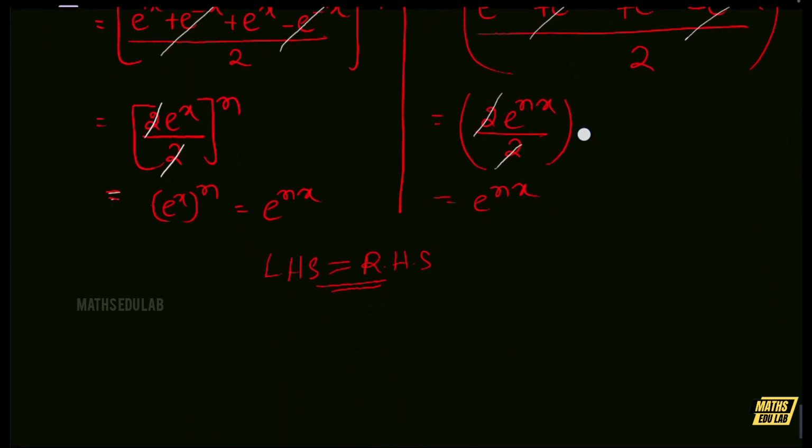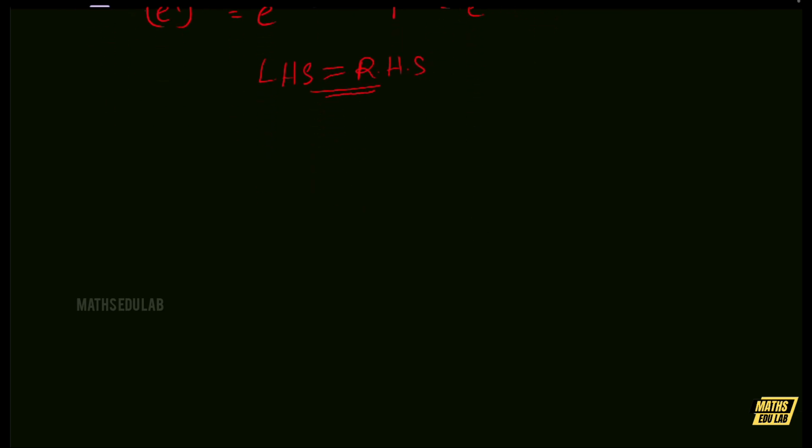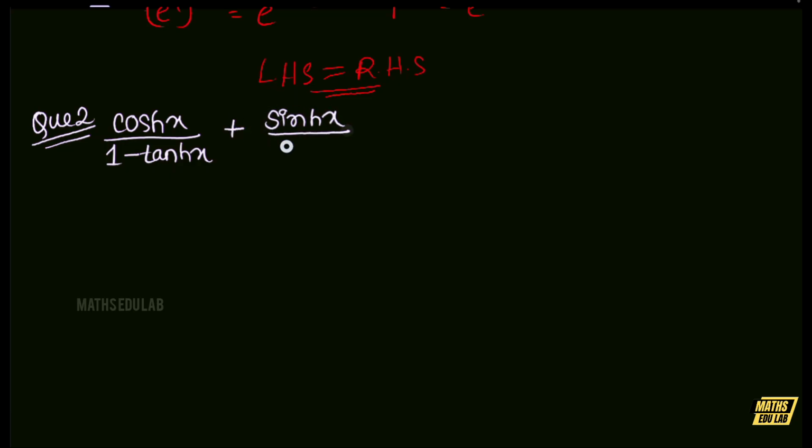Now we will go for the other question, the second question. It is given: cosh x/(1 - tanh x) + sinh x/(1 - coth x) = sinh x + cosh x, where x is not equal to 0. Here it is given the condition that x is not equal to 0.